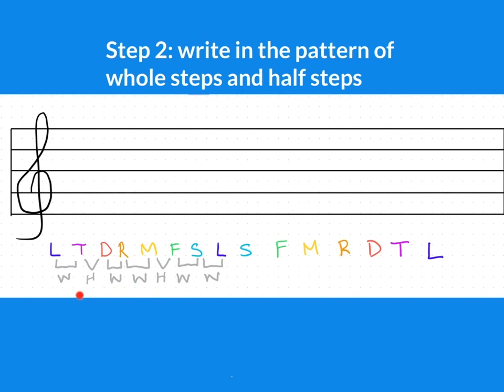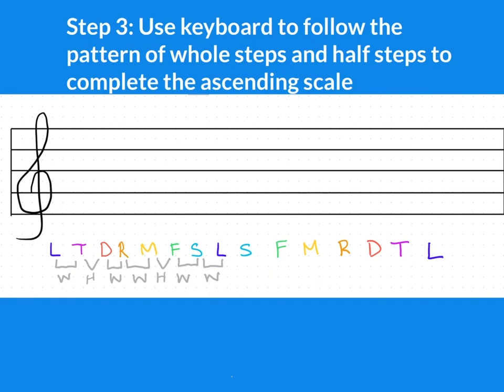Notice that I've only written in the pattern of whole steps and half steps for the ascending part of the scale. That's all you need to do for now, because we're going to write the ascending portion first and then we're going to mirror it for the descending. The next step is going to be to actually write in the scale, referring to a keyboard to follow this pattern of whole steps and half steps.